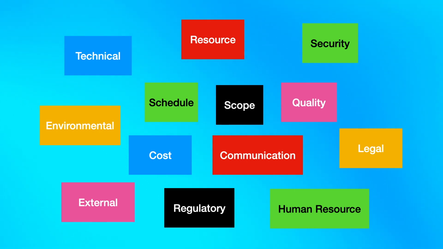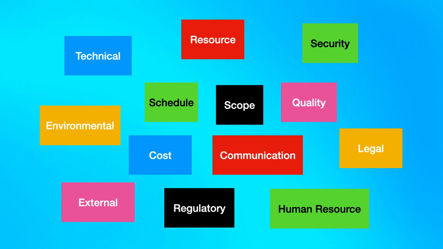External risks. Risks arising from external factors beyond the project team's control. This can include changes in regulations, economic conditions, market trends, or geopolitical events. Scope change risks. Risks associated with changes in project scope. Quality risks. Risks related to the quality of project deliverables. This can include defects, errors, or inadequate performance that may impact the project's success.